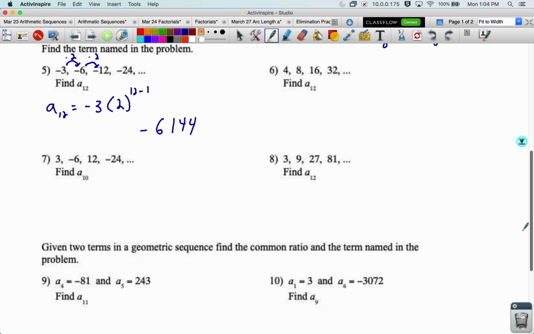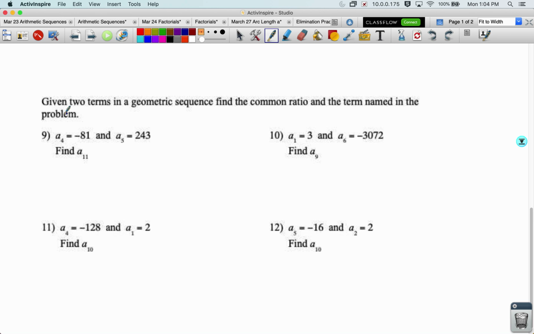Okay, let's just skip on down. Given two terms in a geometric sequence, find the common ratio and the term named in the problem. So here we've got a sub 4 and a sub 5. Because these are right next to each other, we can use that division trick. Just do a sub 5 over a sub 4 to figure out what the common ratio is. Always do the next term divided by the previous term. And we get, I think, negative 3. It is negative 3. So that's our r value.